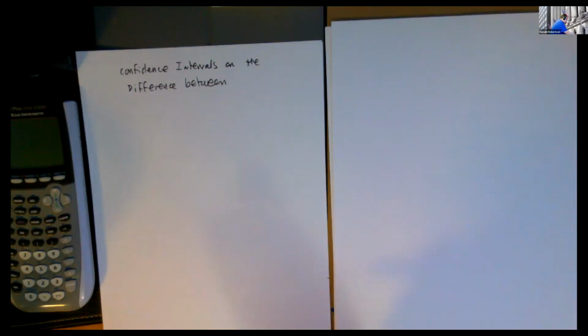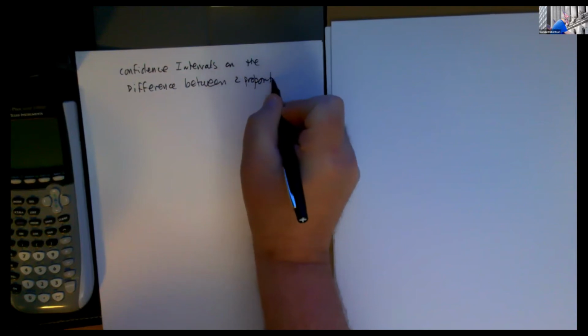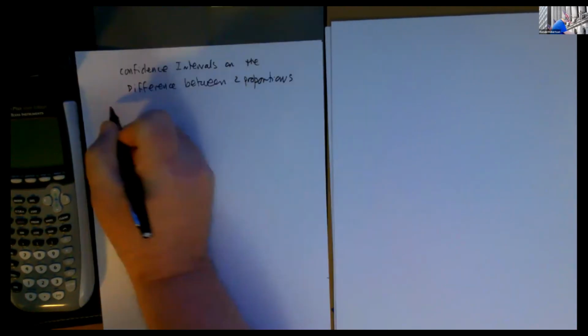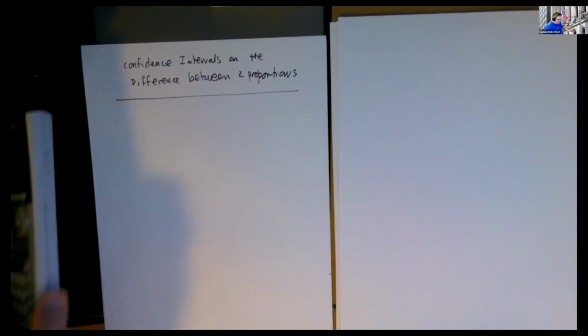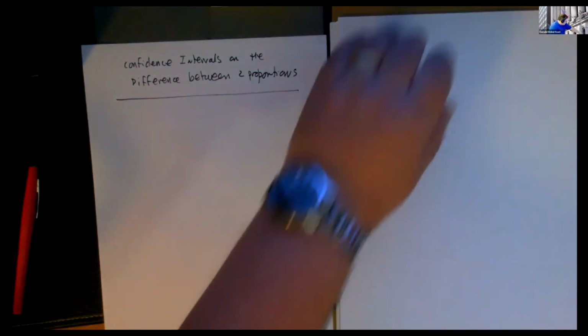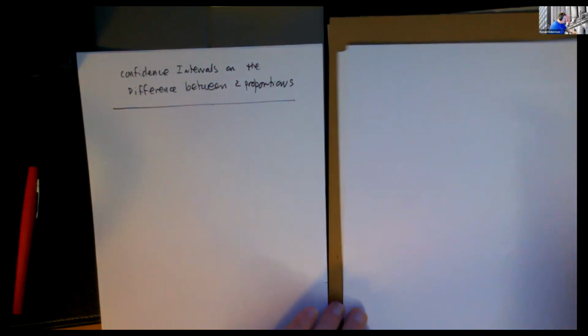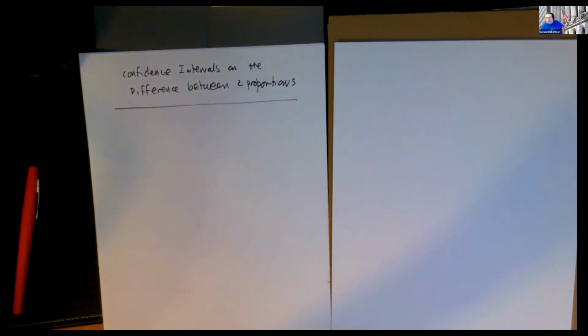Interval and difference between two proportions. Now I'm going to do the first example by hand, well, mostly by hand. And then I'm going to show you a really cool feature in the TI-84 that essentially does everything for you. You just put in the information. So that will save you a lot of time.